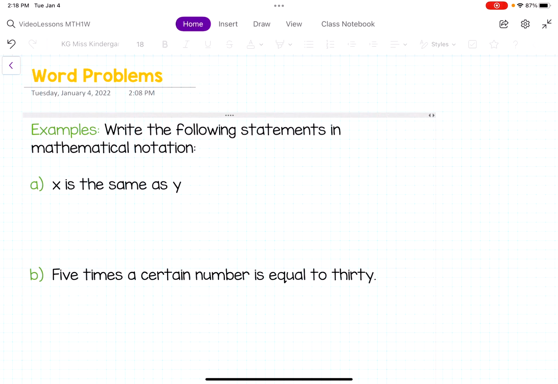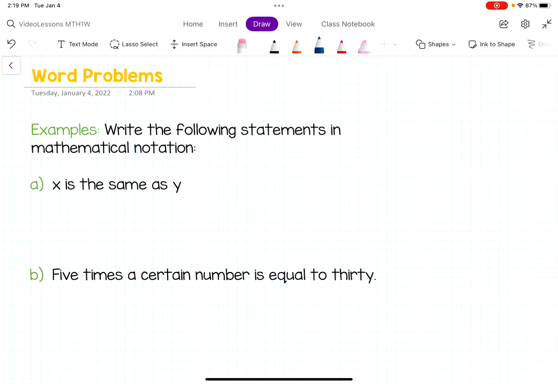This lesson is going to be on word problems. The first thing we're going to look at is just taking the words and creating a math statement out of it. So we're not solving for anything here. In this first example, we are just looking at the words and creating the math statement that comes from it.